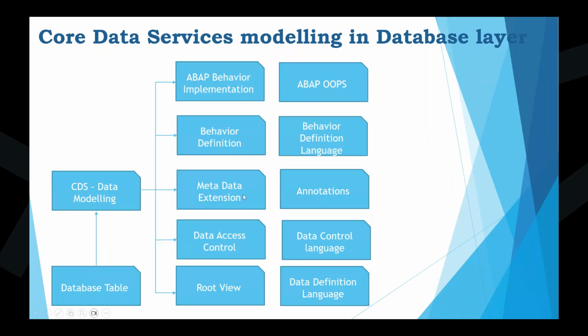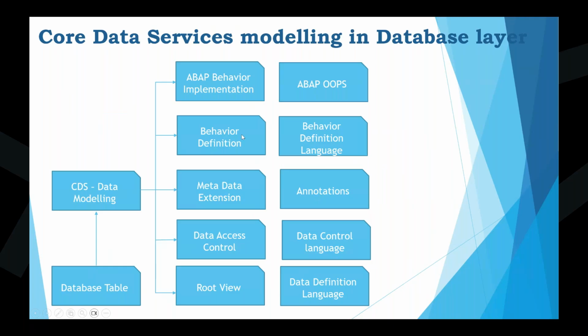Then we will write metadata extensions. As we are developing a Fiori app, all the changes in the Fiori app will be done through UI annotations. Suppose we want to add an input field, we want to have a table, columns in the table, or selection fields. All of these will be done in the metadata extension file. That is nothing but adding UI annotations.